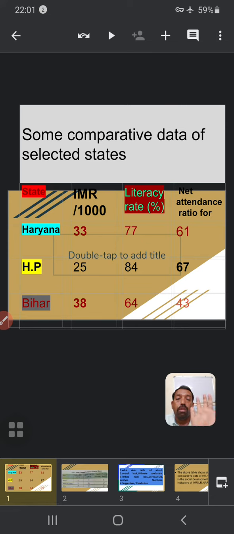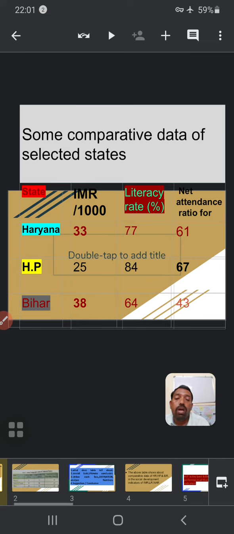Now, next box, literacy rate. Which is the highest, which is the best performer, which is the least performer? Why is that the highest, why is it the best performer, why is another the least performer? You will have to write the answer in that.